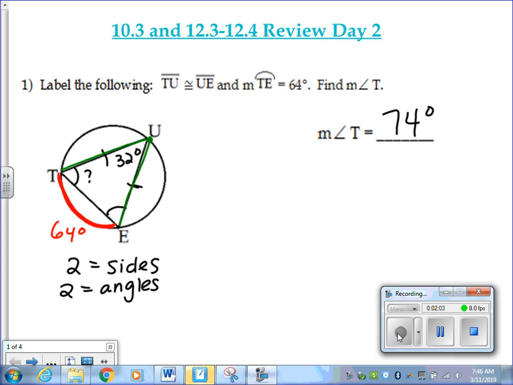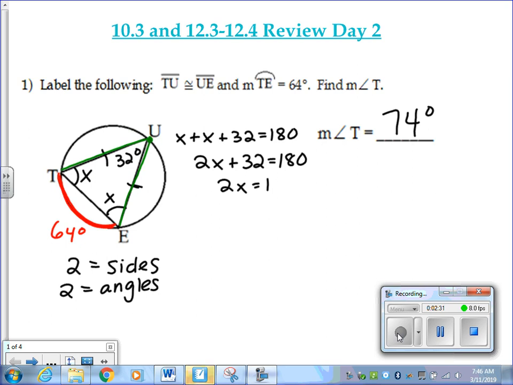Now our goal is to find angle T. If you want, you can call it X. Since T and E are the same, you can call them both X. We know that all 3 angles inside a triangle add to 180. So you can set up the equation x plus x plus 32 equals 180. Add up your x's to get 2x, subtract 32 from 180, and then divide by 2. And you get your 74.